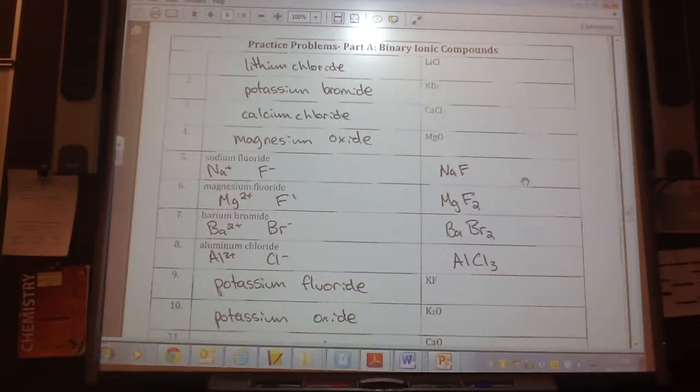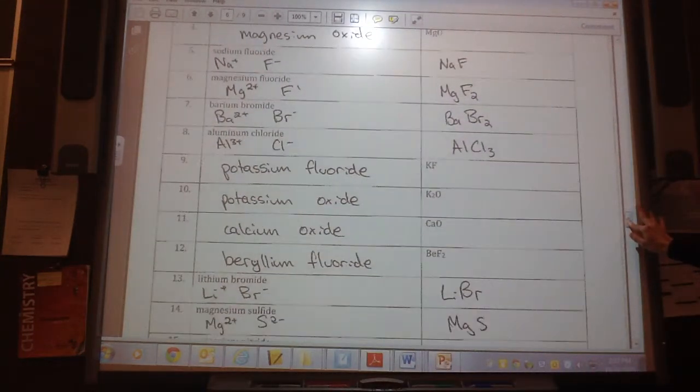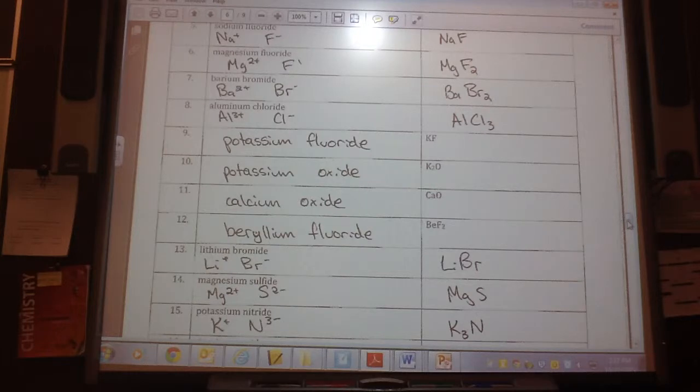Lithium chloride, potassium bromide. 3, calcium chloride. 4, magnesium oxide. 5, NaF. 6, MgF2. 7, BaBr2. 8, AlCl3. 9, potassium fluoride. 10, potassium oxide.